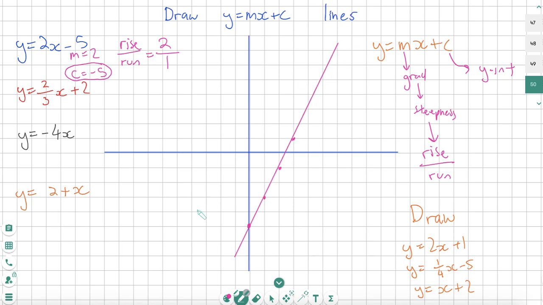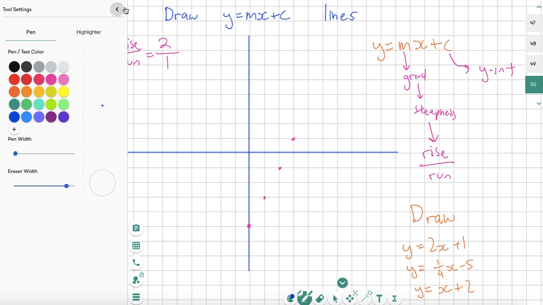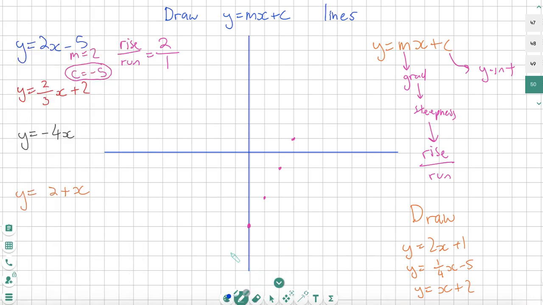And that's your answer. Okay? Sorry, I'll do that in blue because it's in blue. So that's how you draw your lines, okay? So be careful though. Not all lines are written in the y equals mx plus c format, but these lines are. Let's look at the next one.